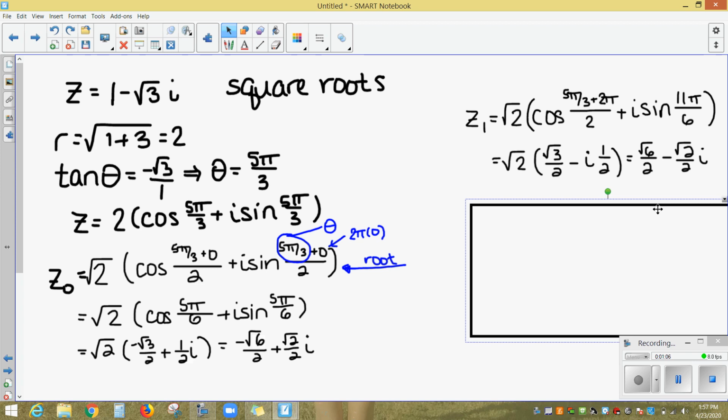Okay, if we go back and do the other one, 5 pi over 3 plus 2 pi times 1, so plus 2 pi over 2 is 11 pi over 6. Okay, here's our other root.